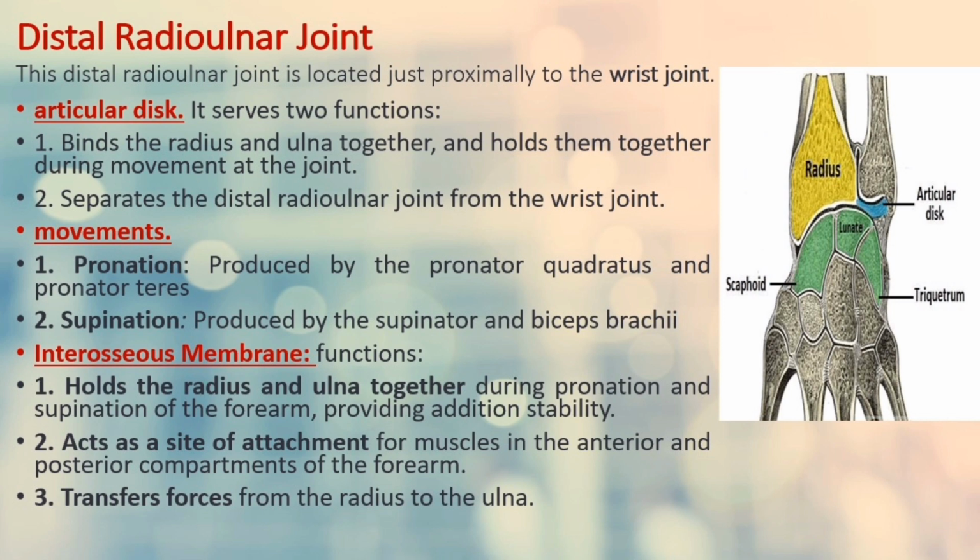It holds the radius and ulna together during pronation and supination of the forearm, providing additional stability. It acts as a site of attachment for muscles in the anterior and posterior compartments of the forearm. It transfers forces from the radius to the ulna.